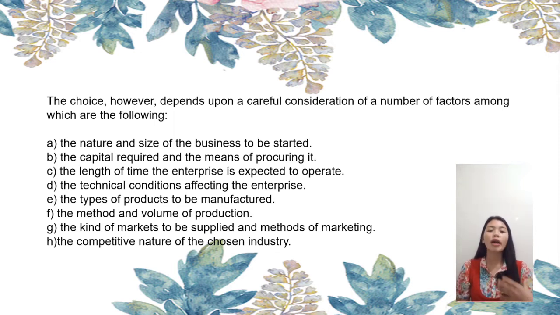The choice, however, depends upon a careful consideration of a number of factors, among which are the following. A is the nature and size of the business to be started. B is the capital required and the means of procuring it. C is the length of time the enterprise is expected to operate. D is the technical condition affecting the enterprise. E is the type of products to be manufactured. F is the method and volume of production. G is the kind of markets to be supplied and methods of marketing. And lastly is the competitive nature of the chosen industry.